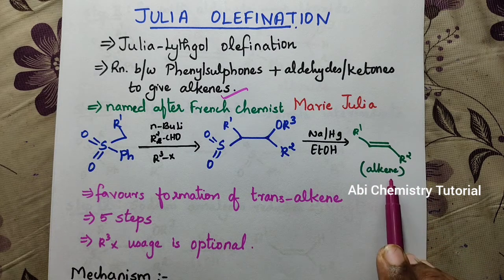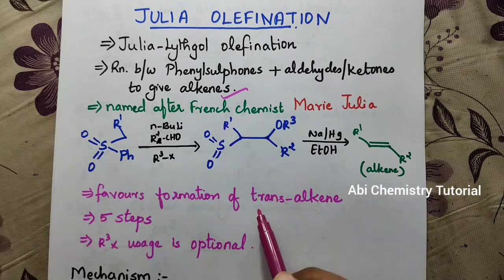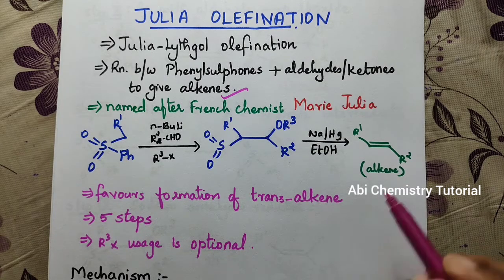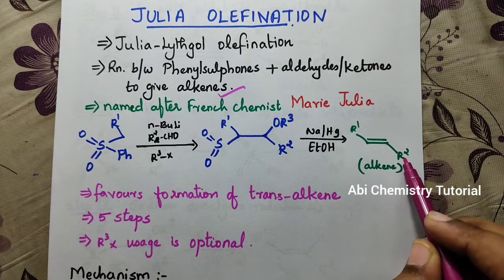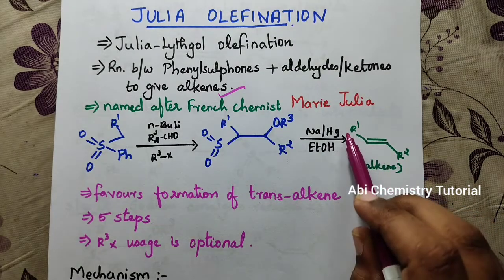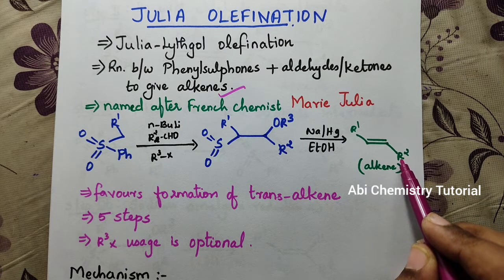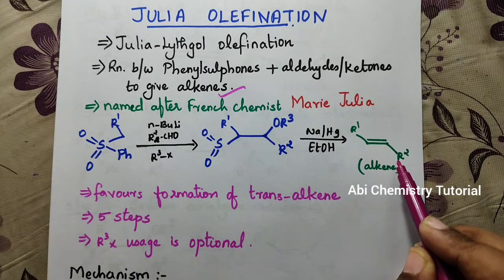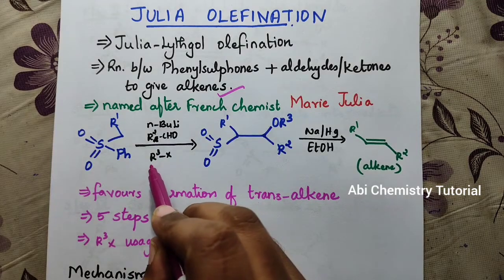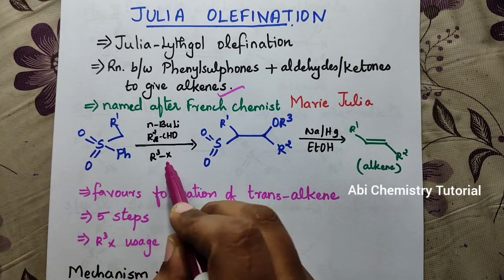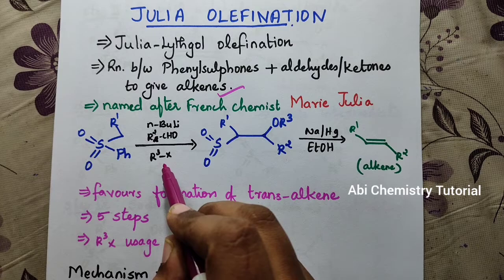an alkene. This Julia Olefination most probably favors the formation of trans-alkene. Here you can see the alkyl groups are present in the trans positions of this double bond. R1 is present here and R2 is present in this position. So this Julia Olefination favors trans-alkene. It takes place in 5 steps, and the usage of this R3X, that is an alkyl halide, is optional.